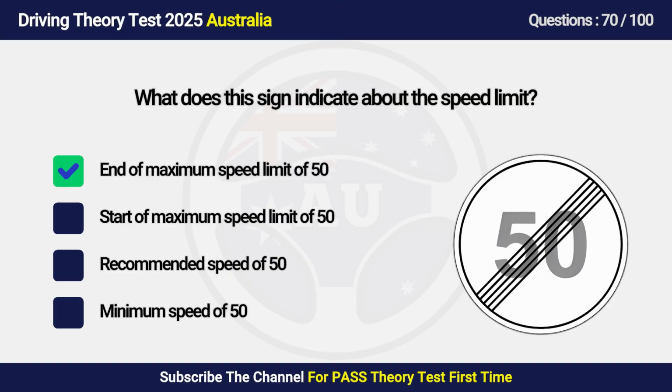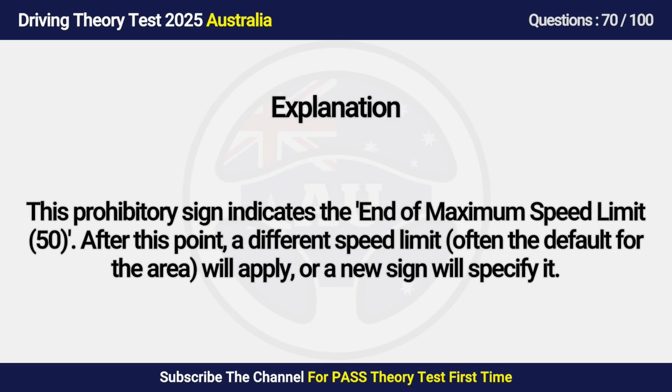Answer is A, end of maximum speed limit of 50. This prohibitory sign indicates the end of maximum speed limit 50. After this point, a different speed limit, often the default for the area, will apply, or a new sign will specify it.